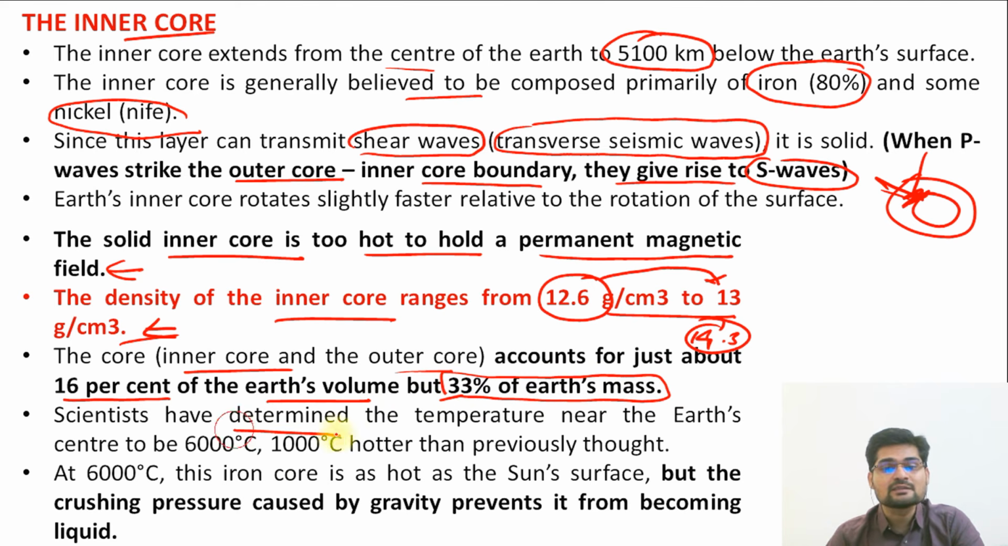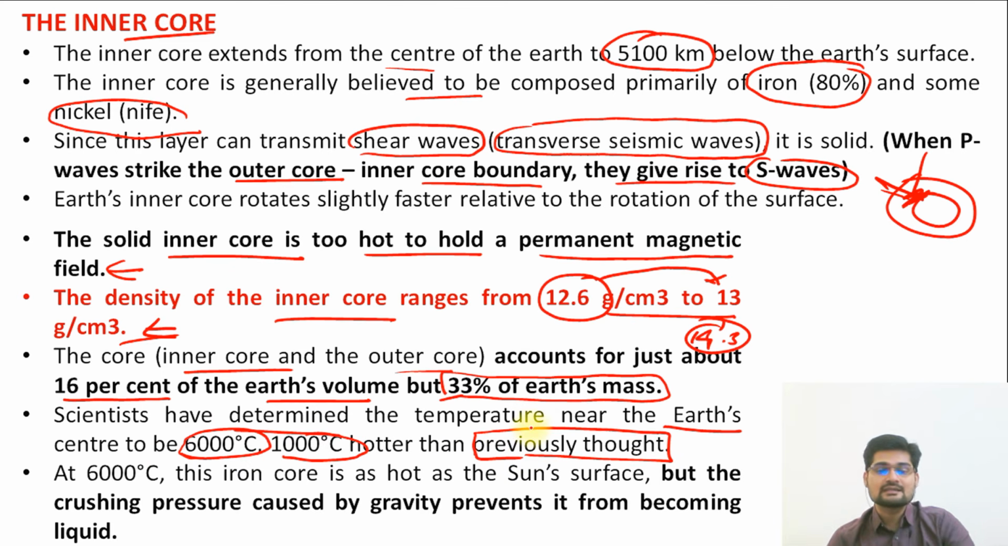Now, scientists have determined the temperature near the Earth's center to be about 6000 degrees C, that is 1000 degrees C hotter than previously thought in terms of the earlier theories. So it's somewhere close to 6000 degrees C in the inner core.